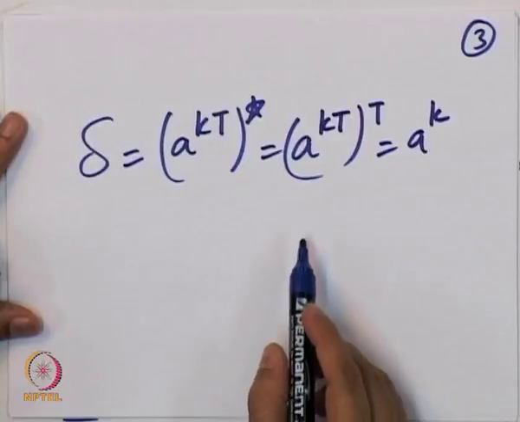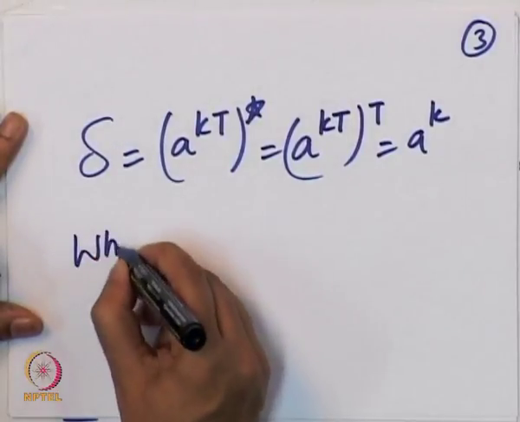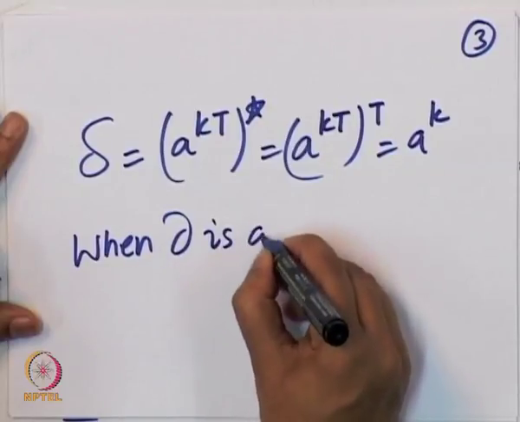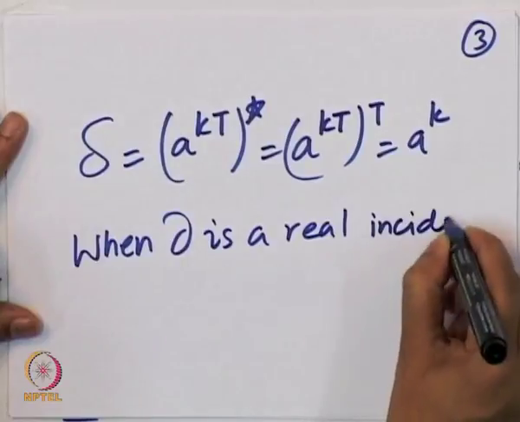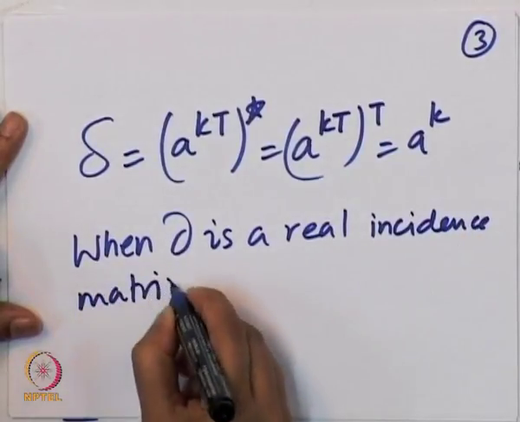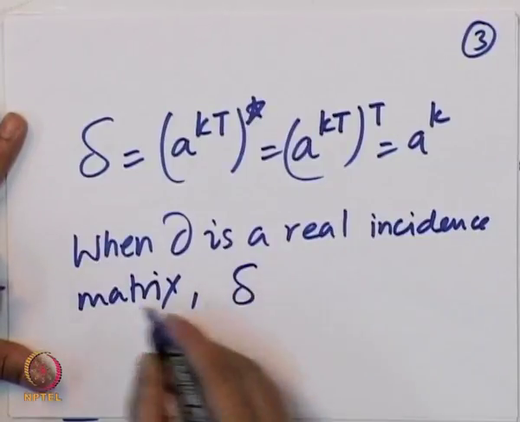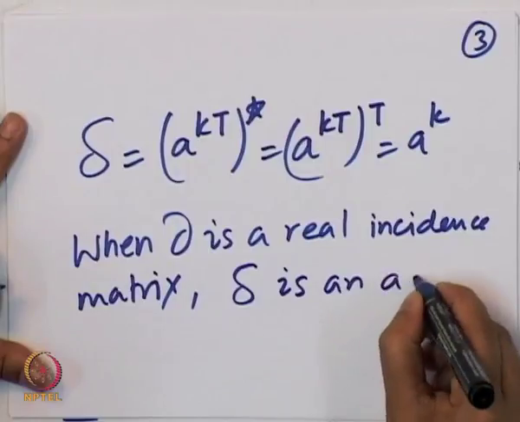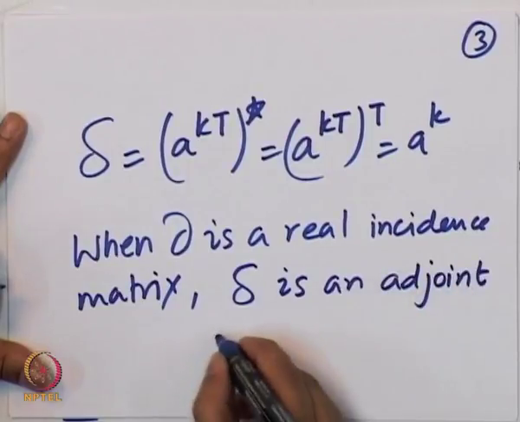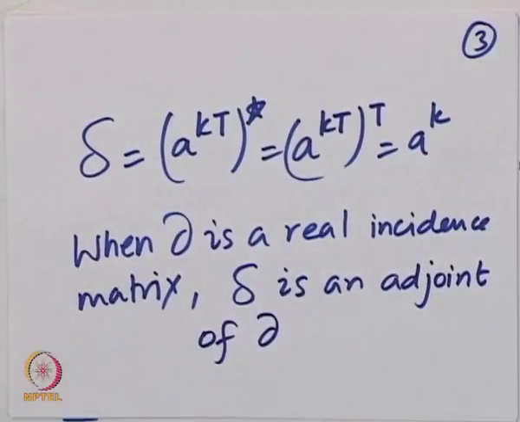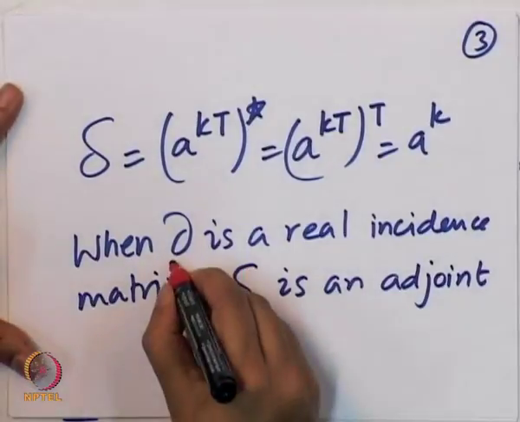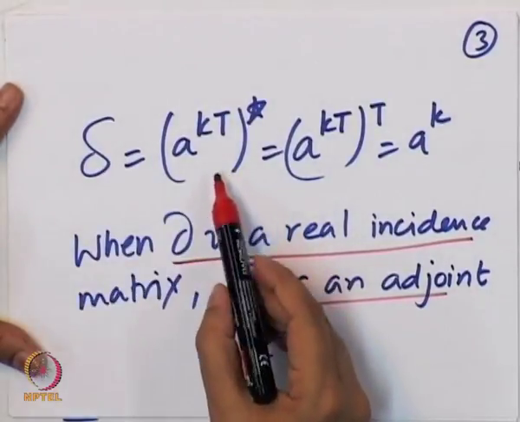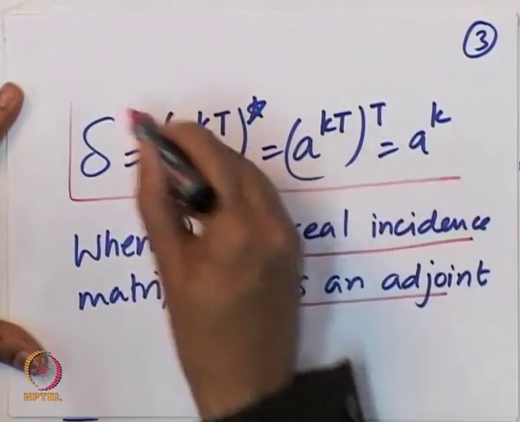So what we are saying is that when the boundary operator, partial, is a real incidence matrix, the co-boundary operator, which is small delta, is an adjoint of delta, the partial derivative. This is most important. When this is a real incidence matrix, this will be an adjoint of this. That is what we are seeing here. So if it is an adjoint, this relationship is valid.